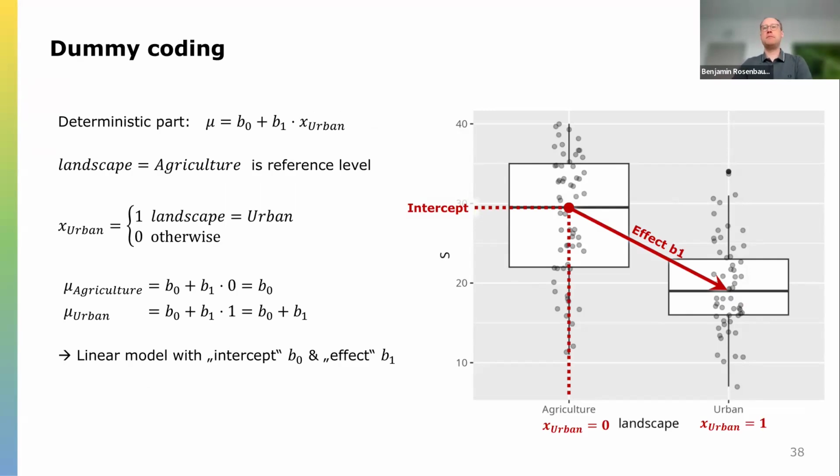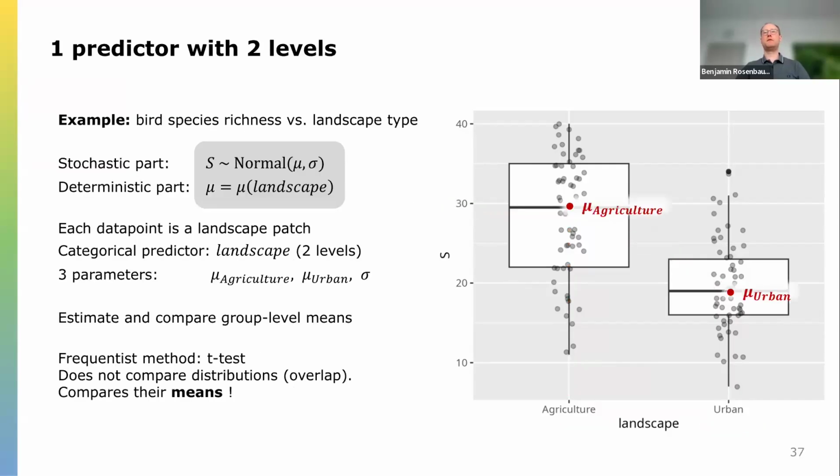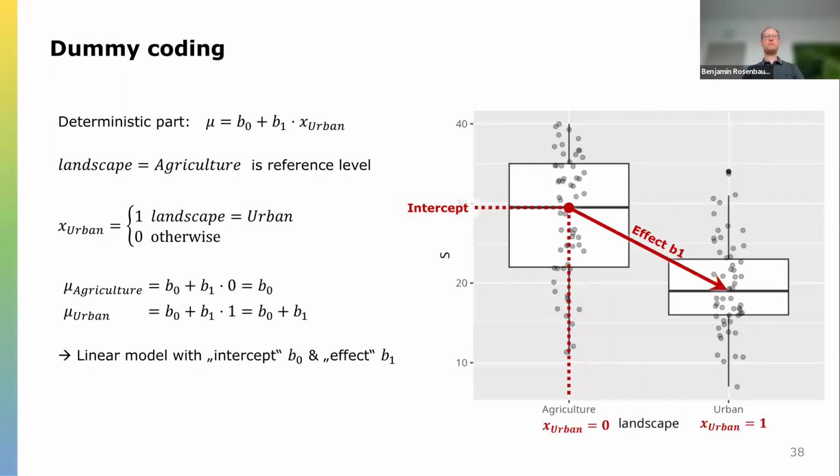Classically, LM and GLM and also BRMS use one specific way of coding this. So the parameters you fit, or that you will see as an output, are not both group level means, but you will have something like an intercept and something like an effect. You can achieve this by rewriting the deterministic part of the model, defining one of the levels as the reference level. Usually it's the one that comes first in the alphabet. Here it is agriculture. So this is the reference level.